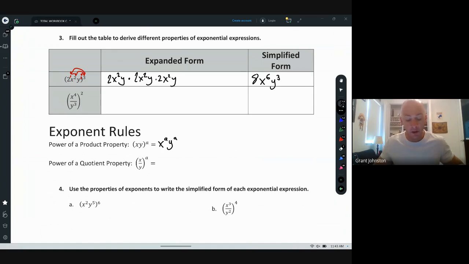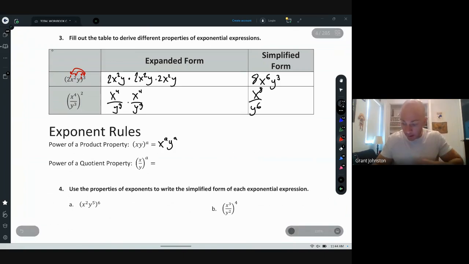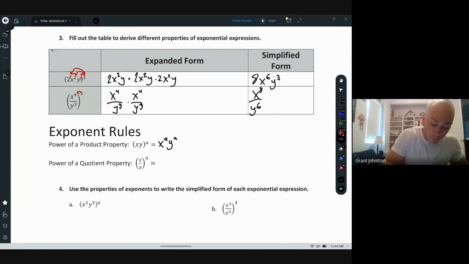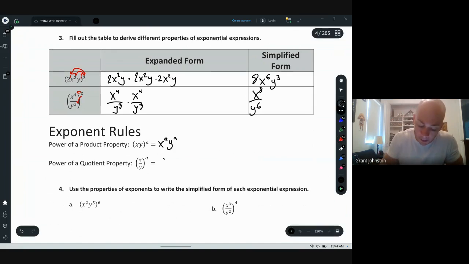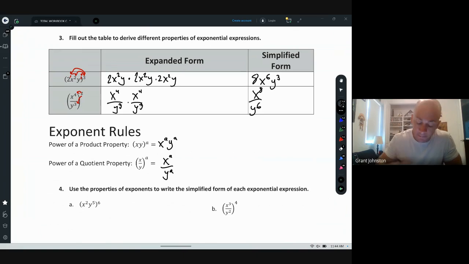And it's very similar in the second rule. So if I have x to the 4th over y to the 3rd, squared, that would just be x to the 4th over y to the 3rd times another x to the 4th over y to the 3rd. Which would give us x to the 4th times x to the 4th, which is x to the 8th. And then y to the 3rd times y to the 3rd would be y to the 6th. So again, the 2 would multiply to the numerator and the denominator exponent. So the rule would be x to the a over y to the a.